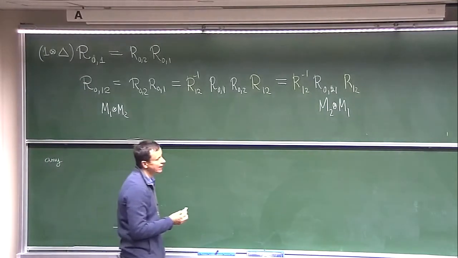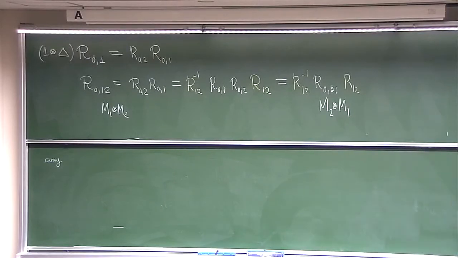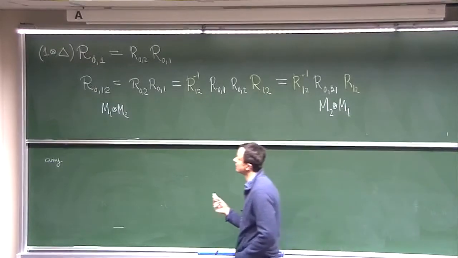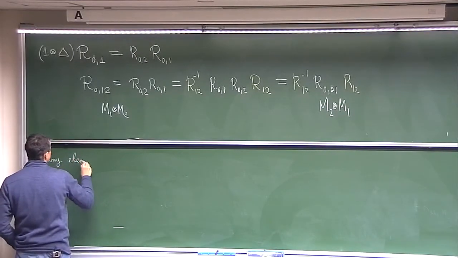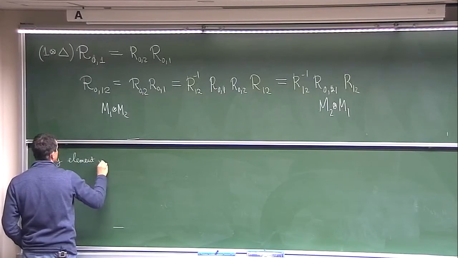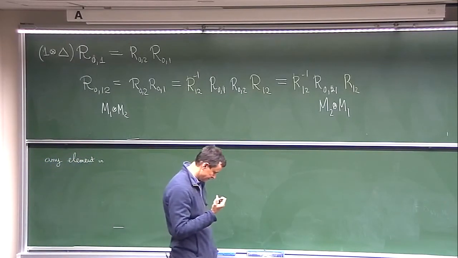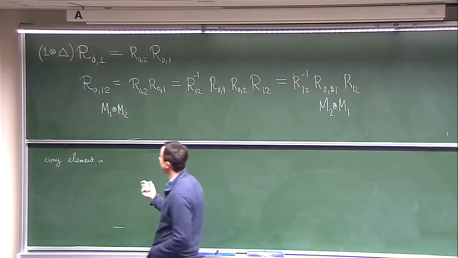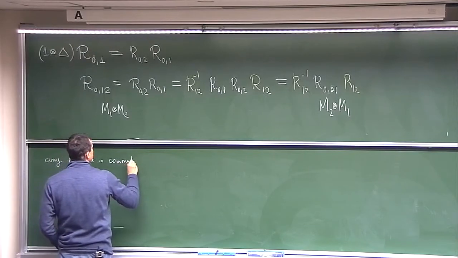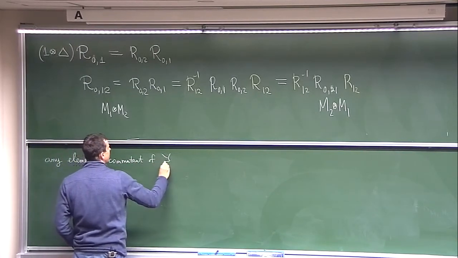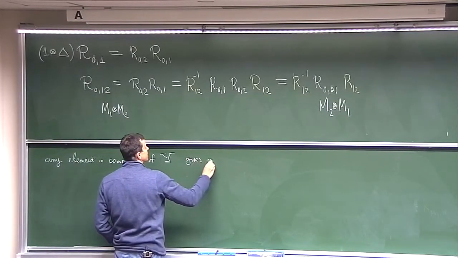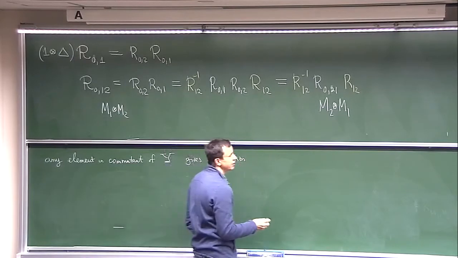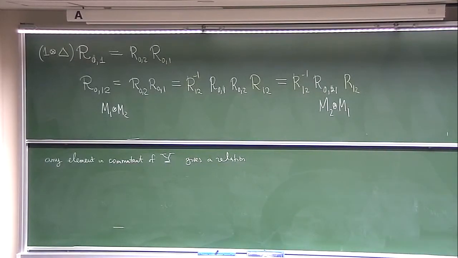Next, any element in the commutant gives a relation. Commutant in this big space.